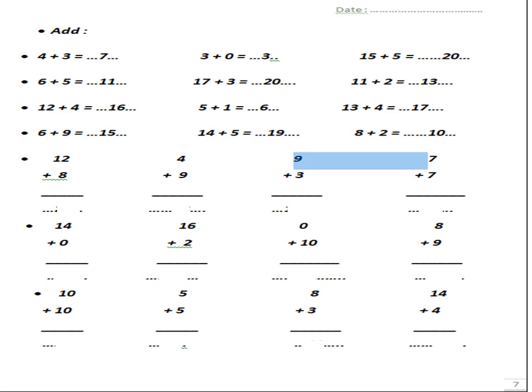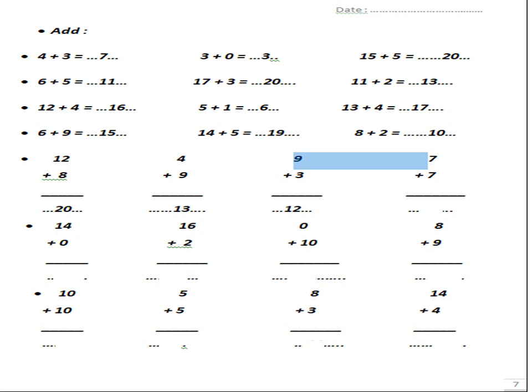12 plus 8. 12 in your mind, 8 in your fingers. After 12: 13, 14, 15, 16, 17, 18, 19, 20. So the answer will be 20. 4 plus 9. Of course 9 is bigger than 4. So we keep 9 in our mind and 4 in our fingers and start to count after 9: 10, 11, 12, 13. So the answer will be 13. 9 plus 3. 9 is the biggest number, so we keep 9 in our mind and 3 in our fingers. After 9: 10, 11, 12. So the answer will be 12.